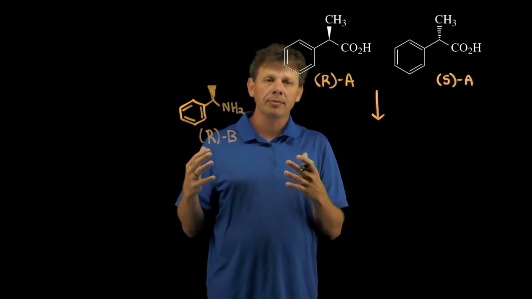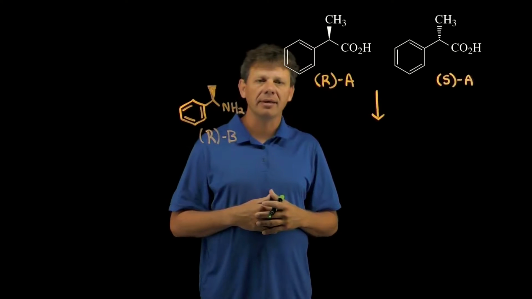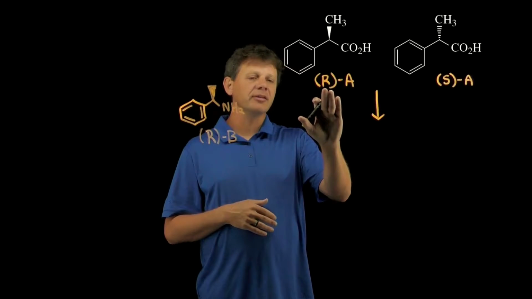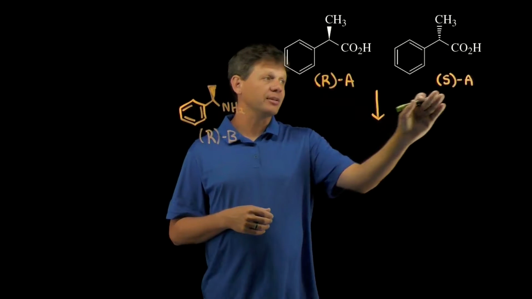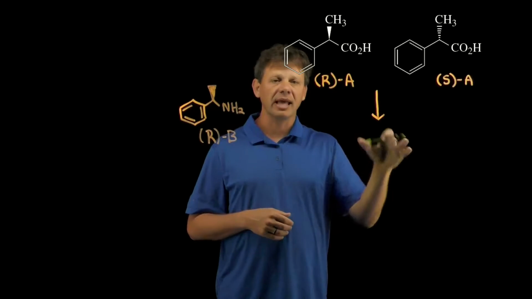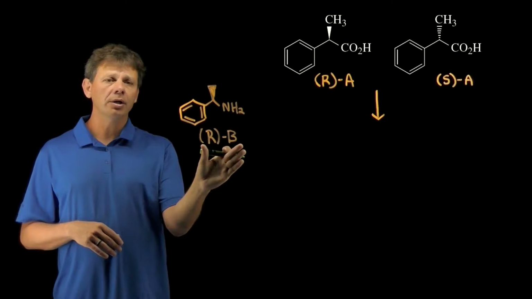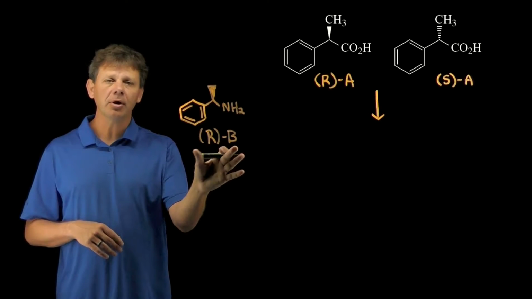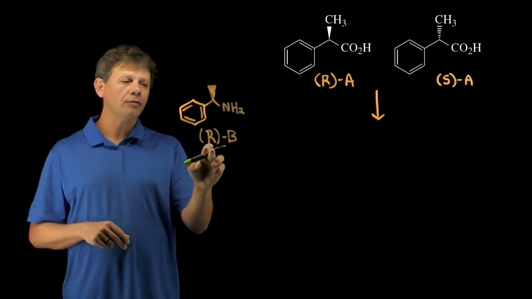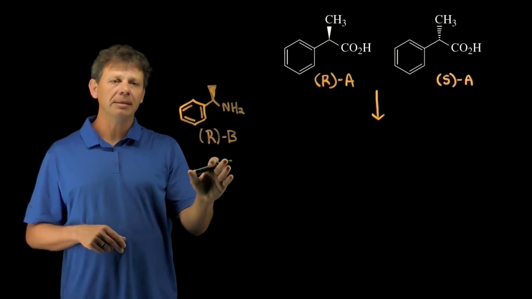So what do we need to do? We need to turn them into diastereomers. And so we're going to abbreviate this one as RA for the acid. This is SA for the S version of the acid. To turn them into diastereomers, we're going to use a base that is enantiomerically pure. So it is only the R form of this amine base.